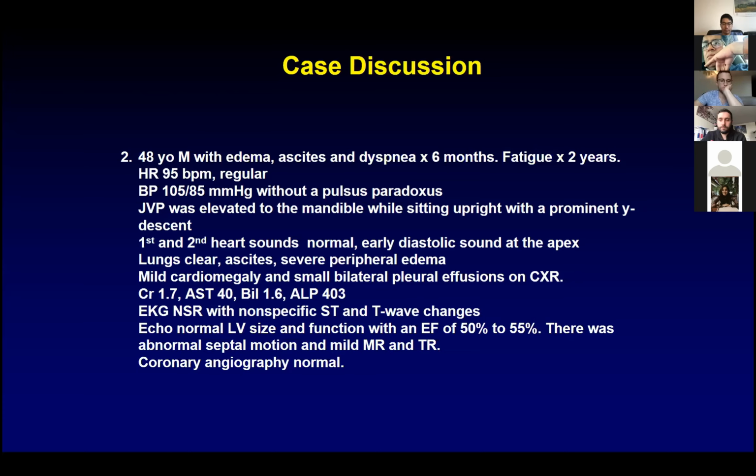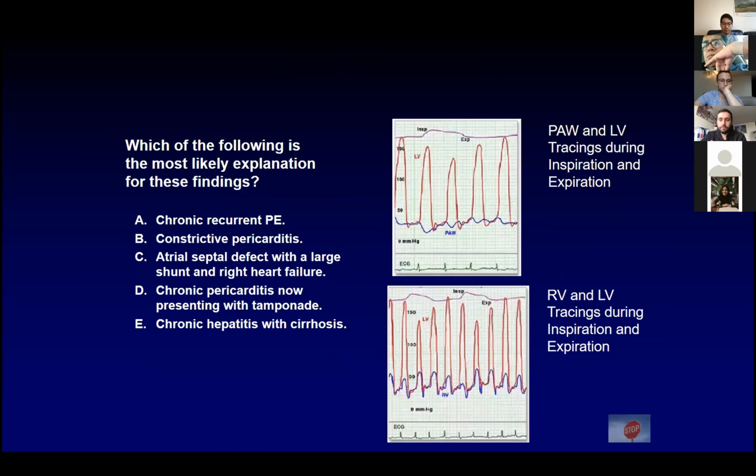Echo shows a normal LV size and function, and there's abnormal septal motion, and angiography is normal. So what you're really seeing is right-sided heart failure signs, right? Elevated JVP, ascites, edema. There's probably cardiorenal syndrome from elevated venous pressures and probably congestive hepatopathy. So you take the patient to the cath lab, and this is what you see. Here are the arterial, the capillary wedge pressure and the LV tracings during inspiration and expiration. And here are the RV and LV tracings during inspiration and expiration. So which of these is the most likely explanation for these findings?